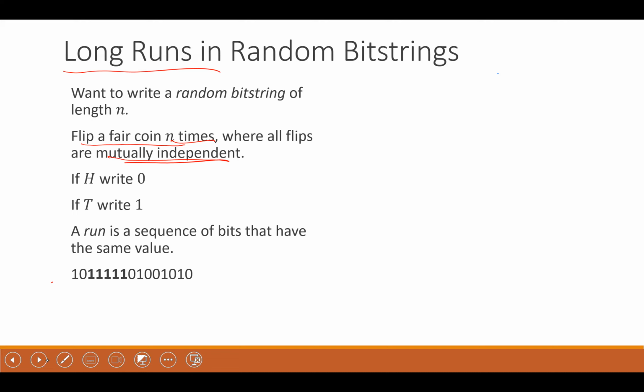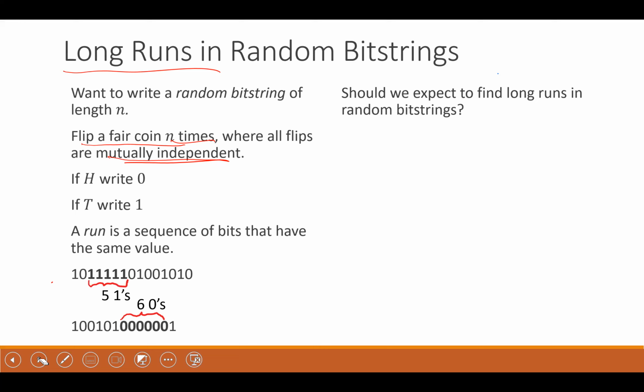And what is a long run? Well, a run is a sequence of bits that have all of the same value. Right, so here I have a run of length 5 of ones. And here I have a run of length 6 of zeros. So I made these randomly, but I happen to get a run of similar bits. So then this question is, should we expect to find a long run in a random bit string, or does the fact that it's random preclude there being long runs?